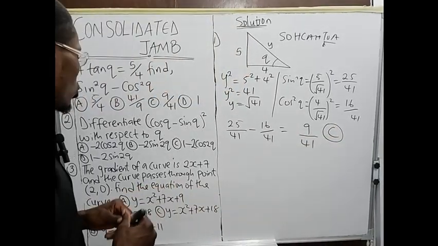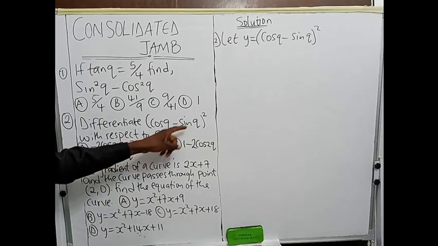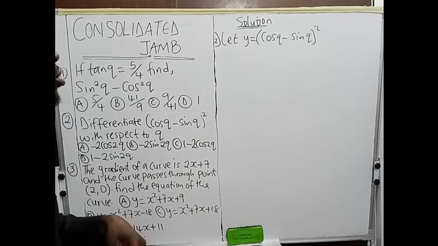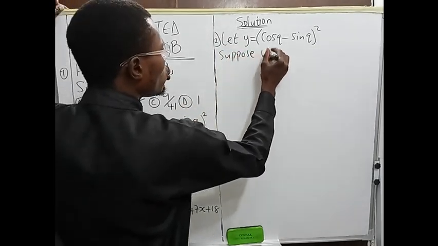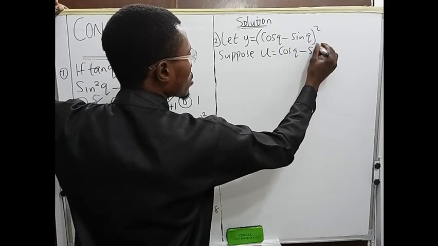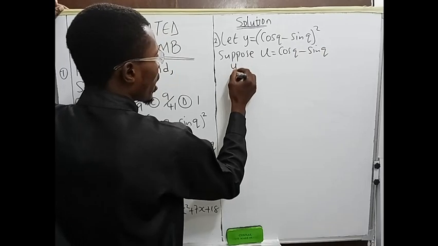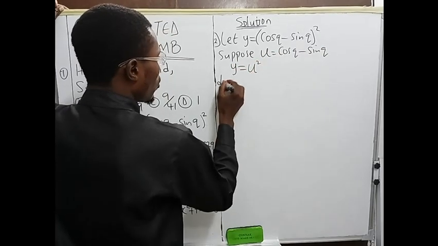Now we'll move to number 2. For number 2, we are asked to differentiate this expression. Let y be that expression. Now suppose u is cos q minus sin q. We can say our y then equals u square.